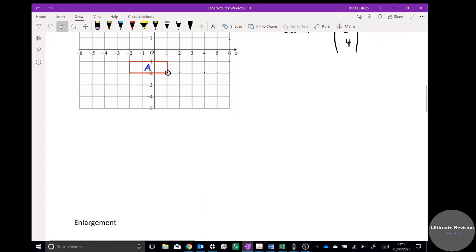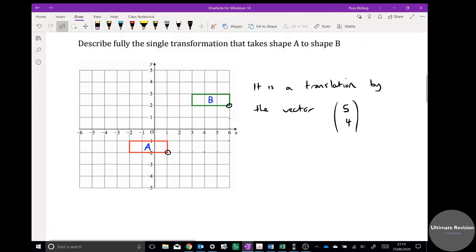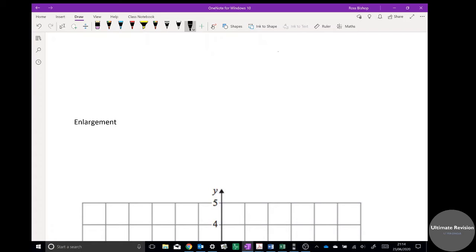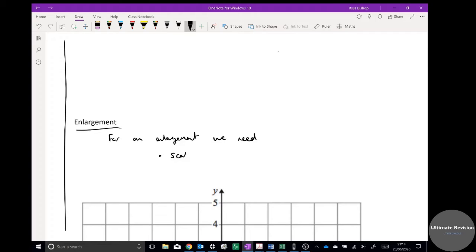Okay. Right, once you've done that, we're going to move on to enlargement. So you want to put a subtitle, enlargement. And for enlargement, we need some information. We need the scale factor. We need the center of enlargement.